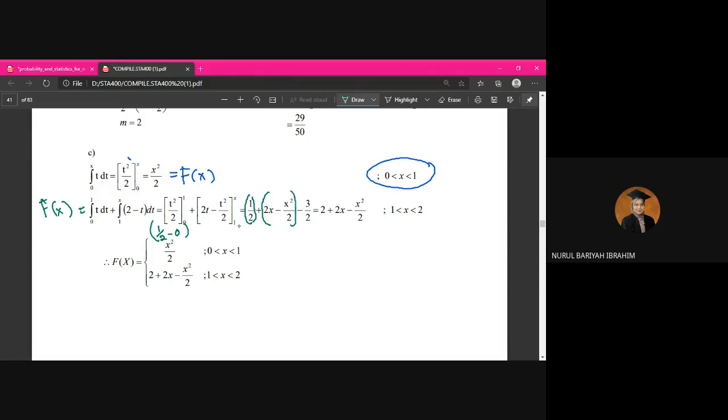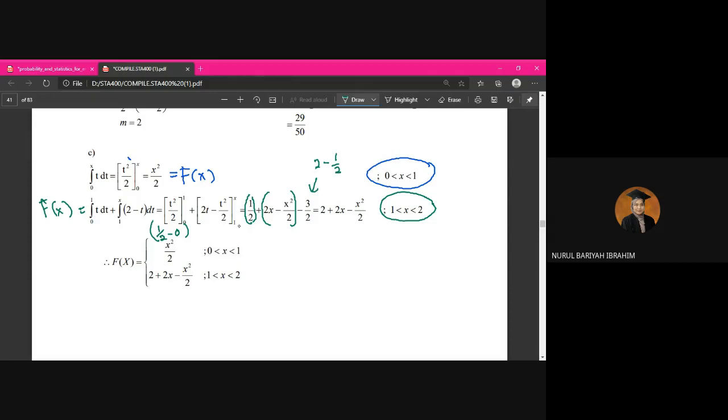Okay, and then minus dengan, replace pula 1 here. You will get 2. How to get 3 over 2 here? So you akan dapat 2 minus 1 over 2, right? So you will get 3 over 2 here. Okay, so this is the function that you will get untuk second interval.